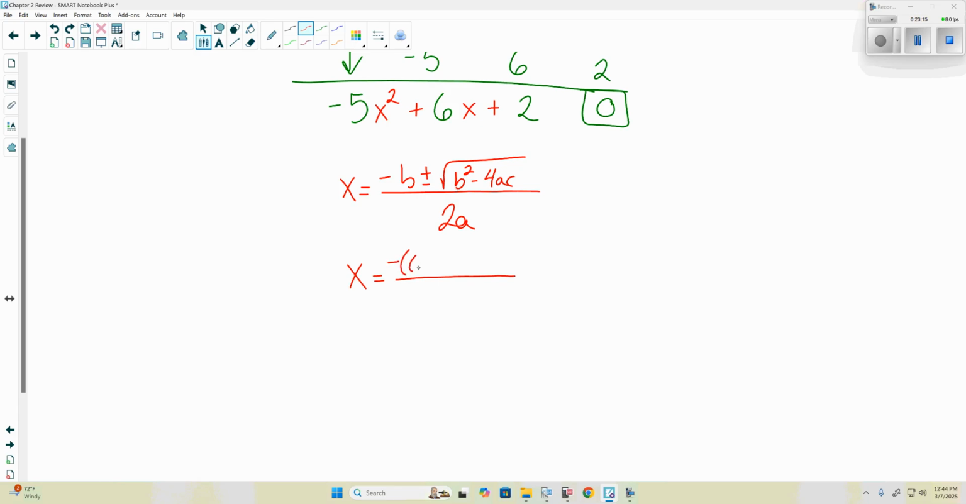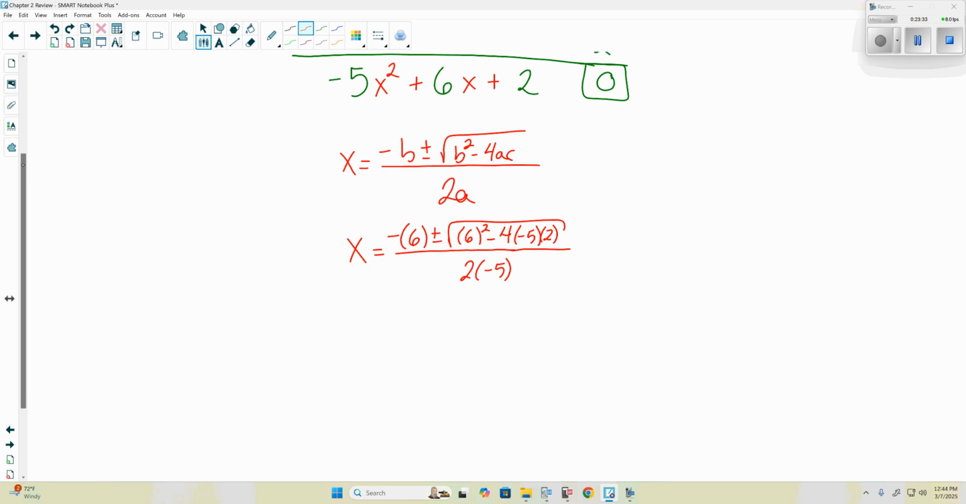So we'd have -b, so -6, plus or minus the square root of our b term squared minus 4 times a times c, all over 2a. A is our term in front of x squared. B is our number in front of x. And c is the number without a variable.